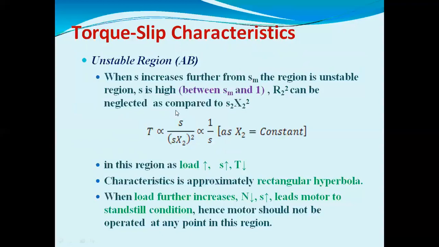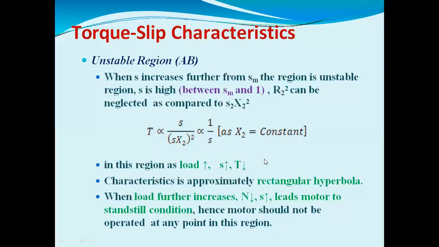When S is high, between Sm and 1, as we have already seen in the graph, R2 square can be neglected as compared to S2 square X2 square. So we are neglecting the R2, and the torque becomes proportional to 1 by S, where X2 is constant. In this region, the load increases, the slip increases, but the torque decreases.